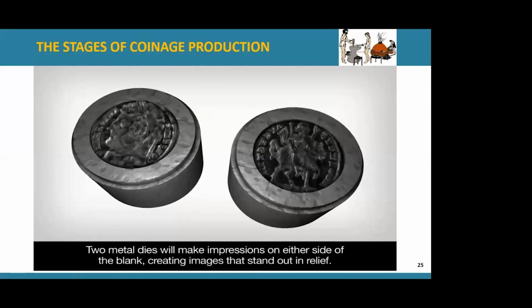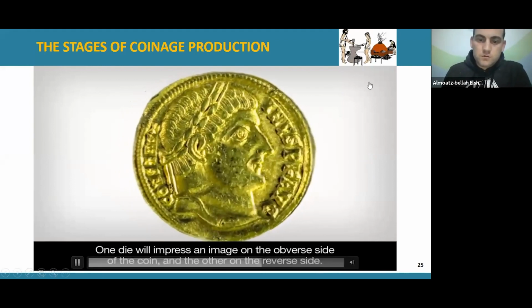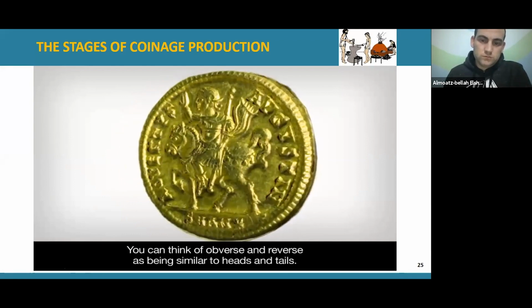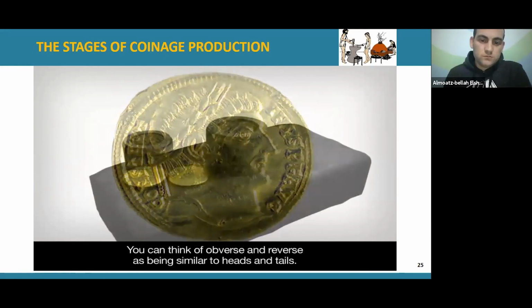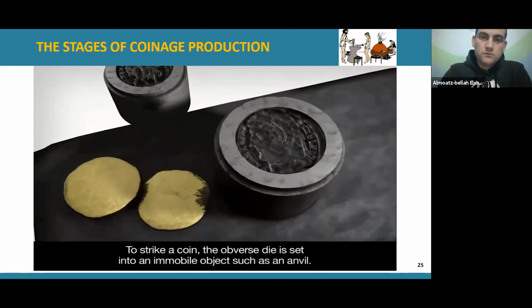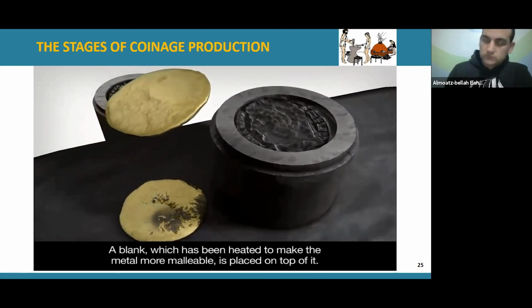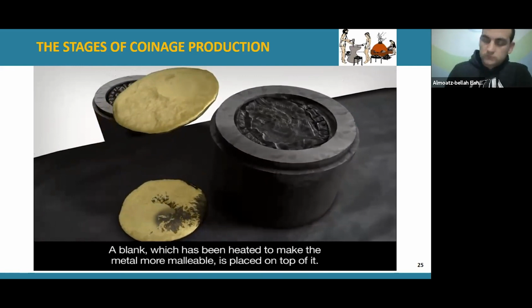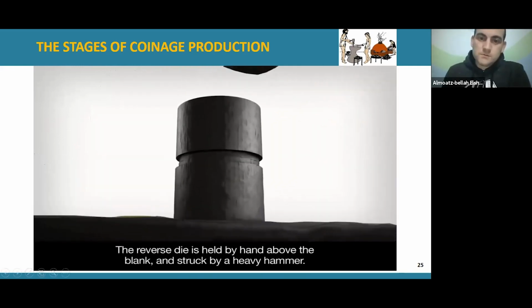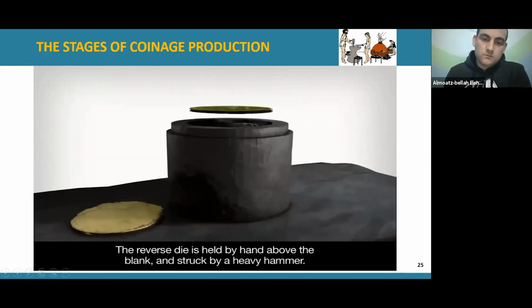out in relief. One die will impress an image on the obverse side of the coin, and the other on the reverse side. You can think of obverse and reverse as being similar to heads and tails. To strike a coin, the obverse die is set into an immobile object, such as an anvil. A blank, which has been heated to make the metal more malleable, is placed on top of it. The reverse die is held by hand above the blank and struck by a heavy hammer. The result is a finished coin that is ready for use.